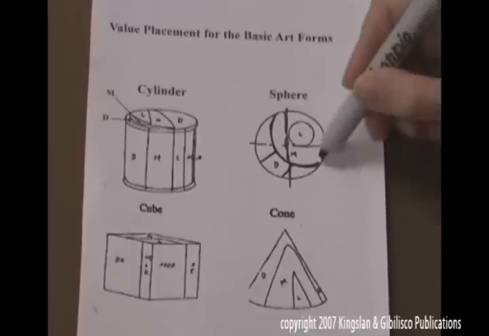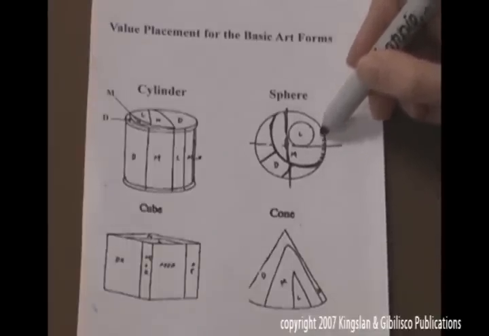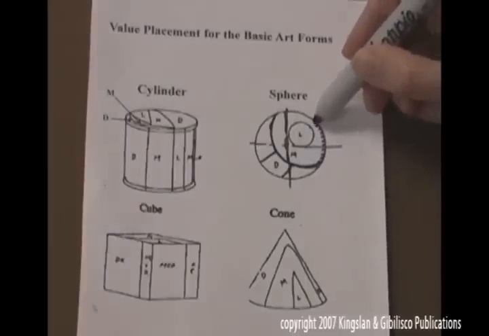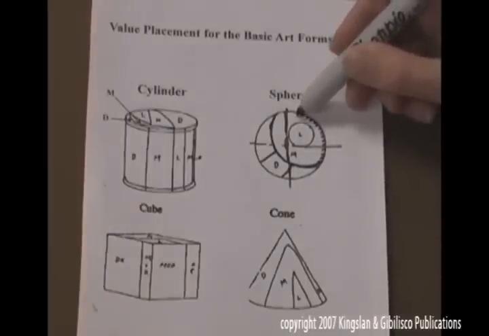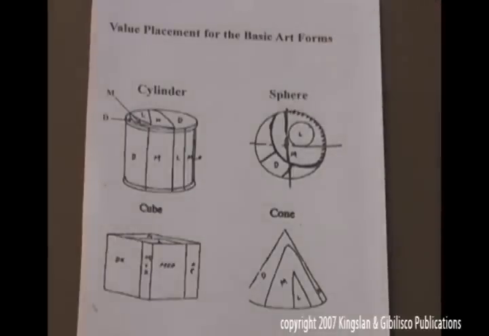You also have to think of advancing and receding edges, and this right side is considered a receding or moving away from us edge. Therefore, you're going to place a little bit of dark value there. That's your basic sphere shape.